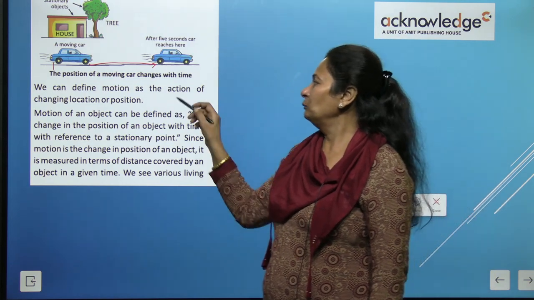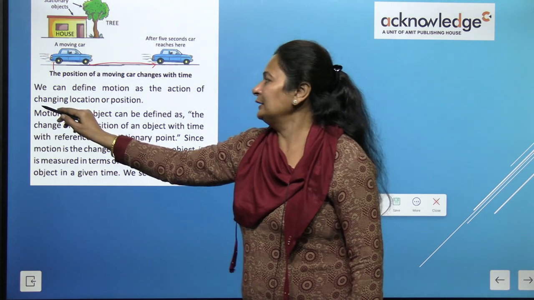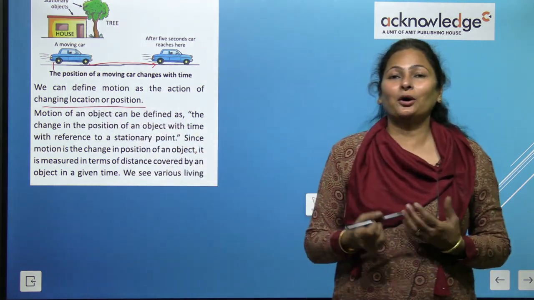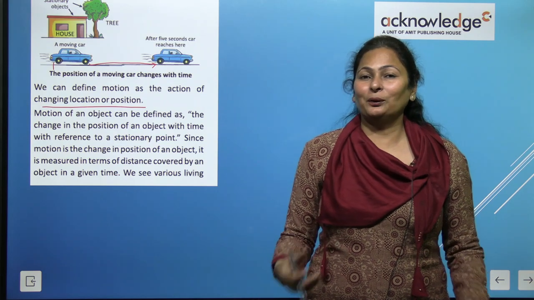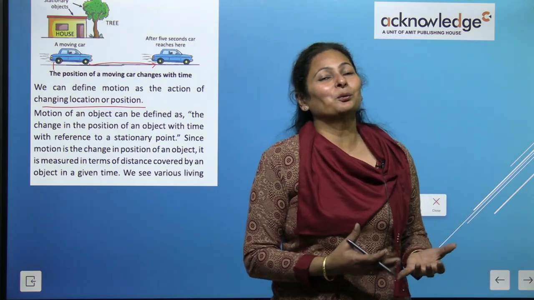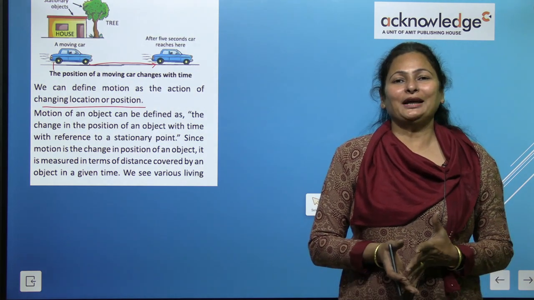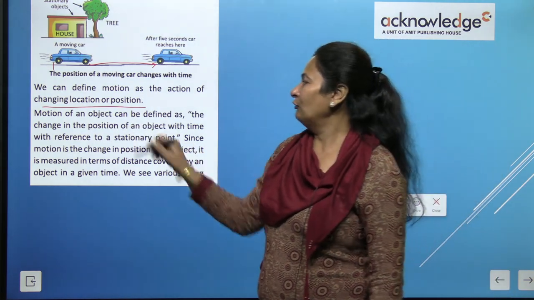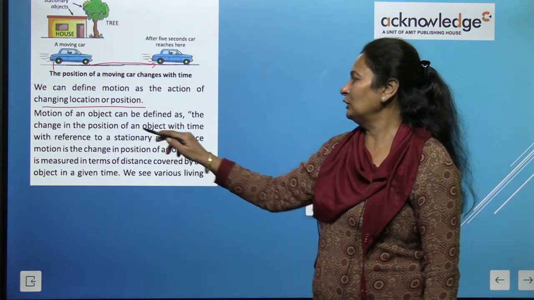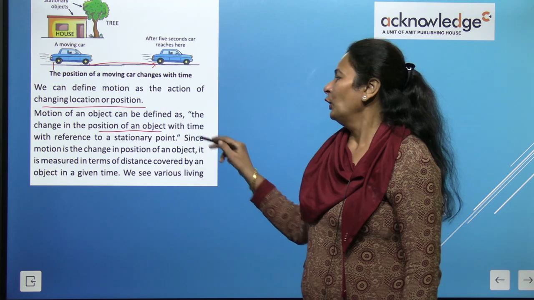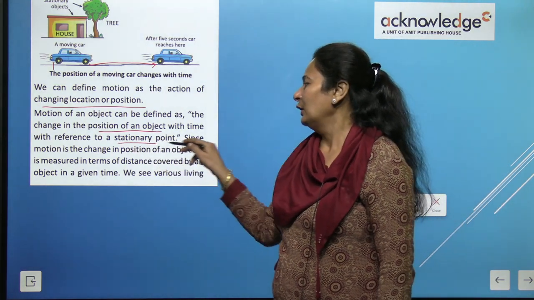So we define motion as the action of what? Changing location or position. If you're standing at one position, you may think that you are moving. No, you are not moving. You are at one place only. So the motion of an object can be defined as the change in the position of an object with time, with reference to a stationary point.